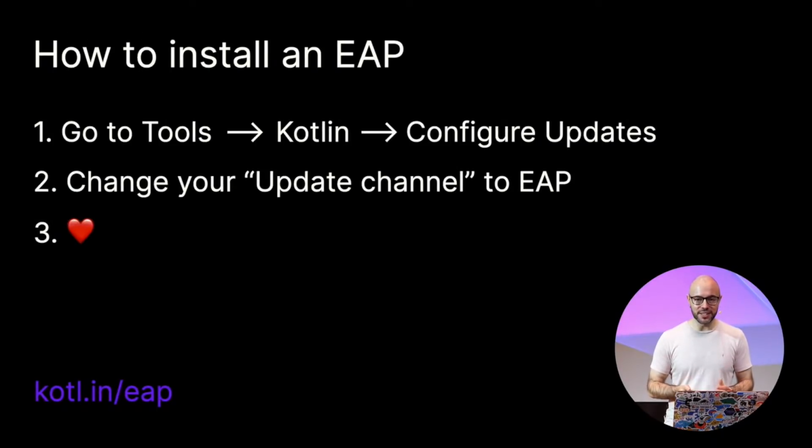It is very easy to install EAP versions. In your IDE, just go to Tools, Kotlin, Configure Kotlin Plugin Updates, and select a proper update channel type. And from now on, all of your new projects will use Kotlin EAP versions. If you want to use EAPs in an existing project, you should also modify your Gradle files. We have described the algorithm on a special page, so feel free to check it out. It is available in the description of the video.